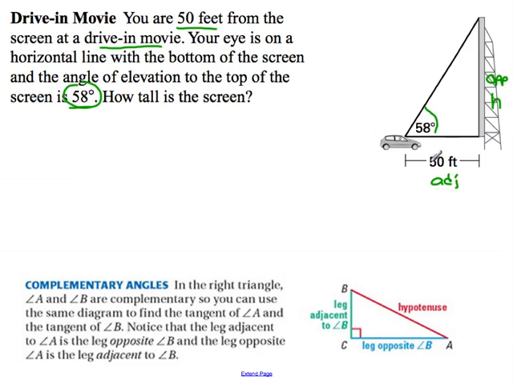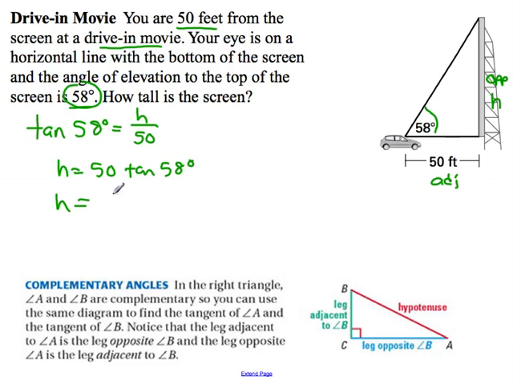Well, again, we have 58 degrees as our adjacent, this is our opposite, so we can use a tangent function. We'll say the tangent of 58 degrees is going to be equal to the opposite, which is h, over our adjacent, which is 50. We just multiply both sides by 50. 50 times the tangent of 58 degrees. And we should get our height to be really close to 80 feet.